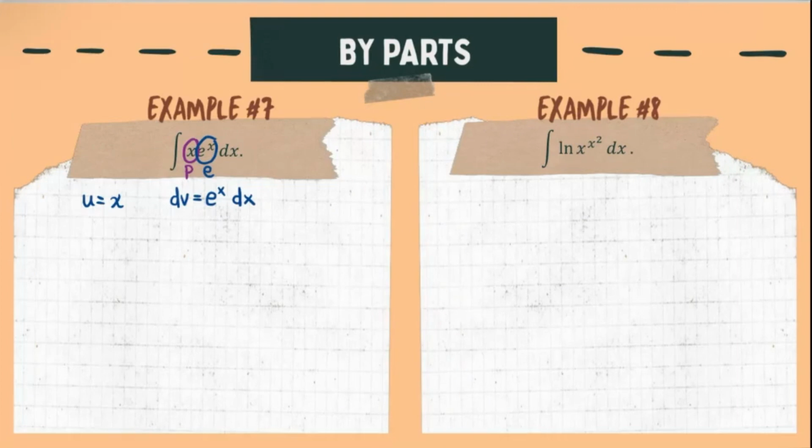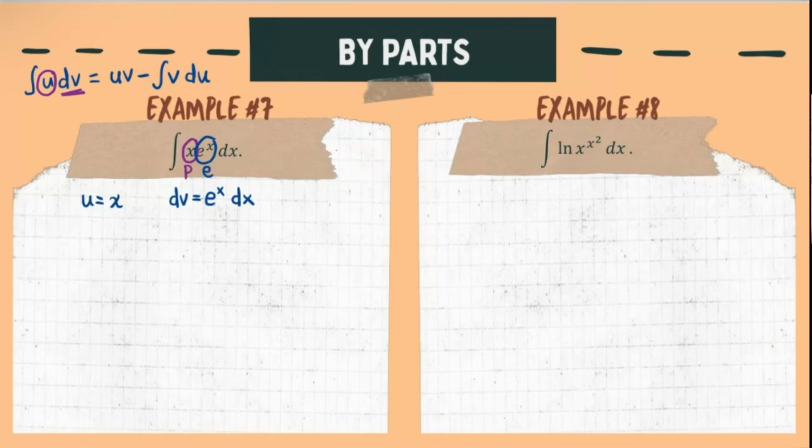Sebab apa? Integration by parts ni tadi apa formula dia? Sekejap saya tulis kat sini lah. Integrate u dv will be uv minus integrate v du. So that's why kita perlu identify siapa nak jadi U, siapa nak jadi dv. So next, apa kita nak buat? So U kita akan differentiate dan dv kita akan integrate.